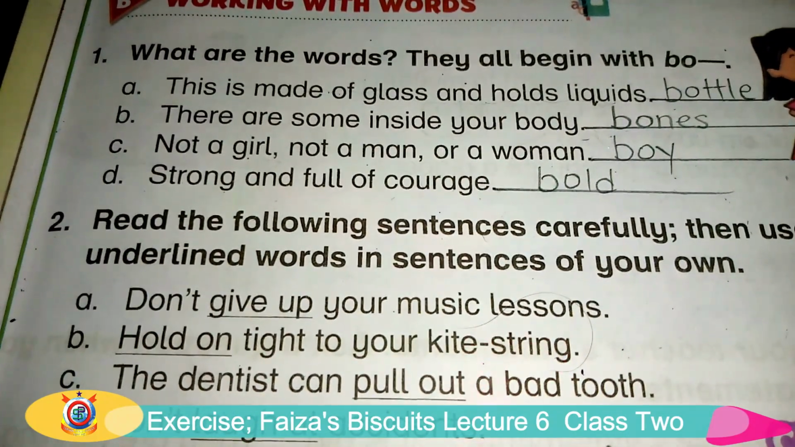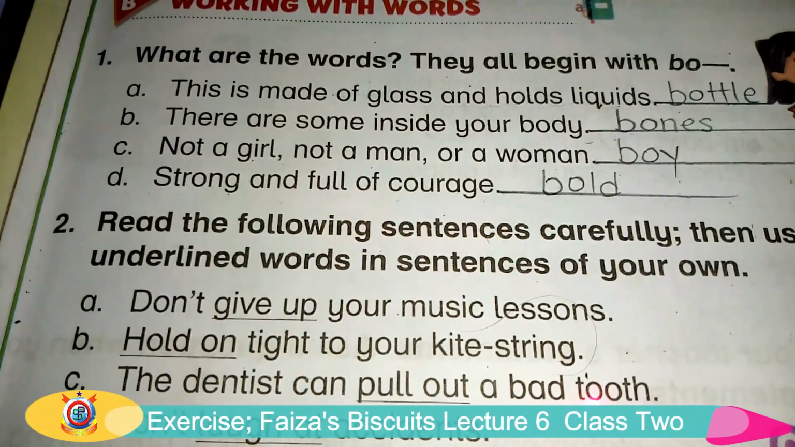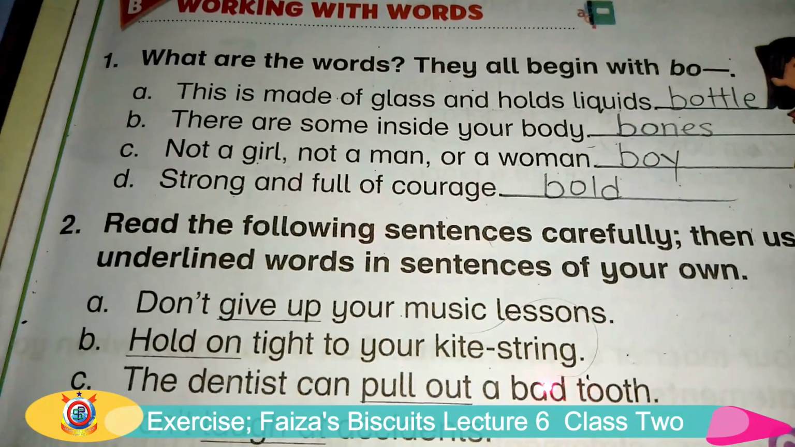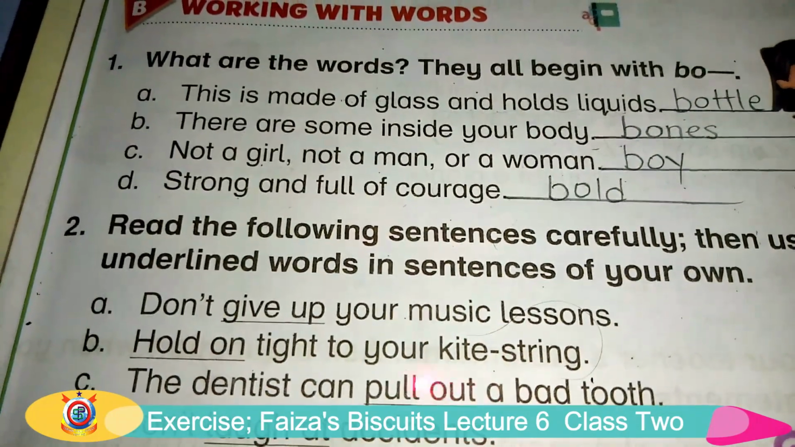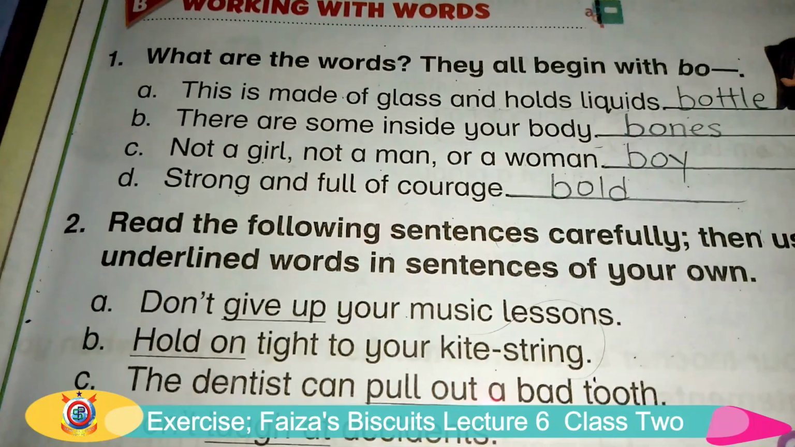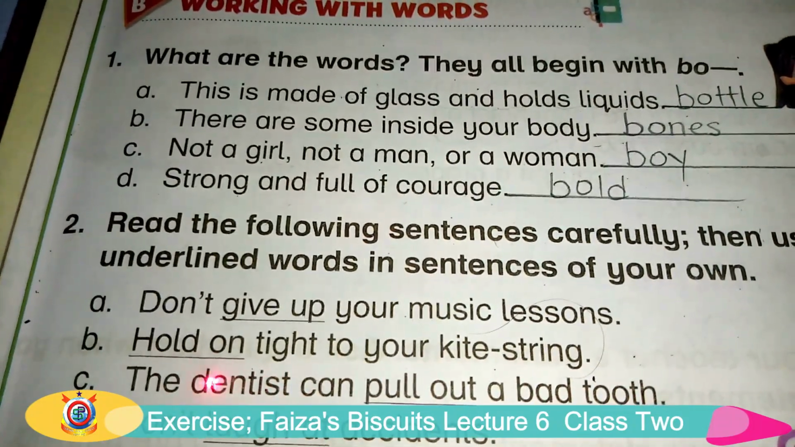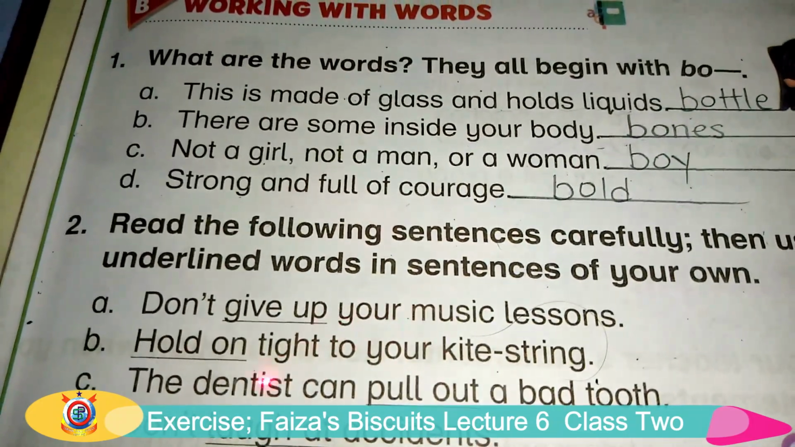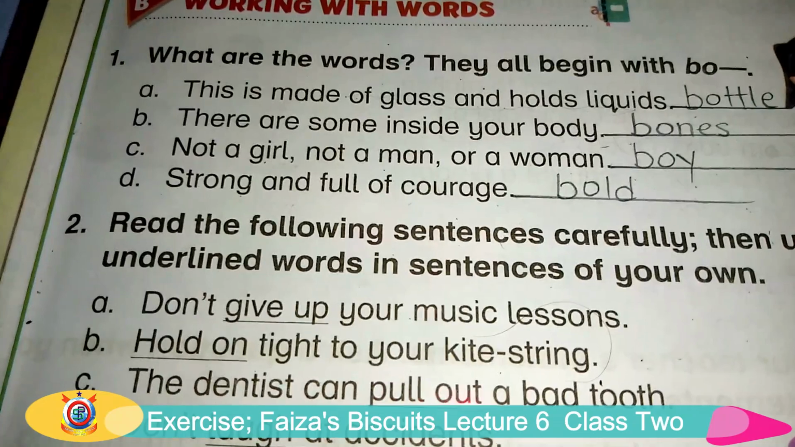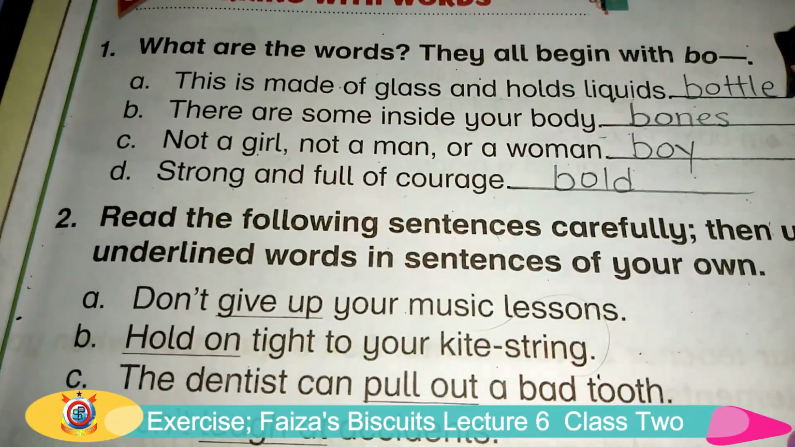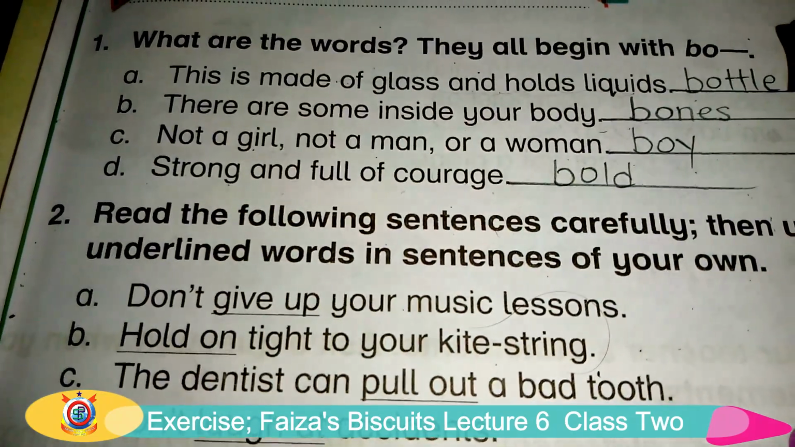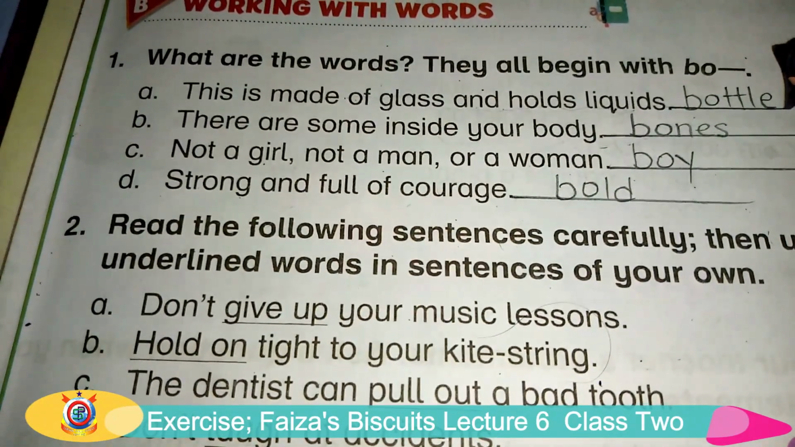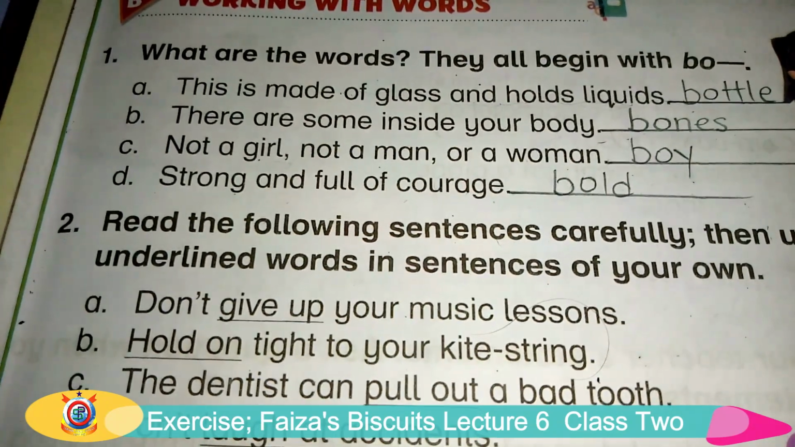A bad tooth is one which has a cavity in it, or you can say that it has some pain, so the dentist pulls out that bad tooth. So the dentist can pull out a bad tooth. Now, to understand what other kinds of sentences can be made with the help of pull out, let's have a look at a few pictures.